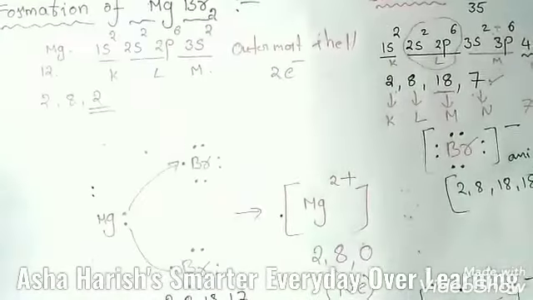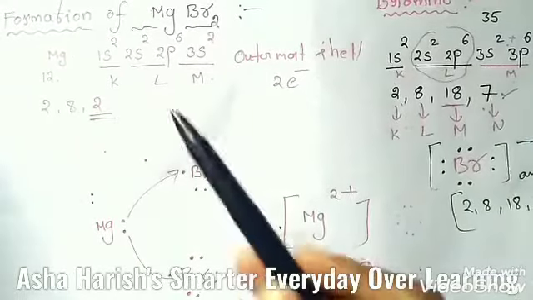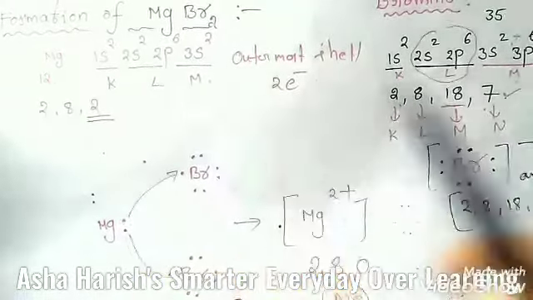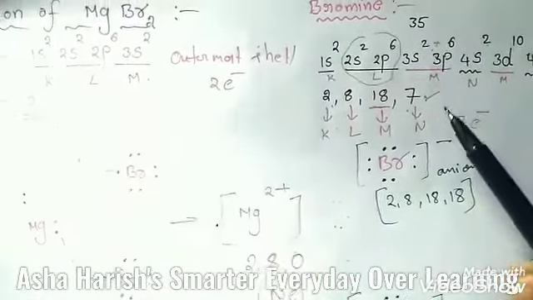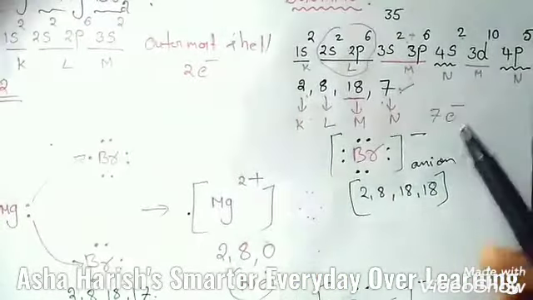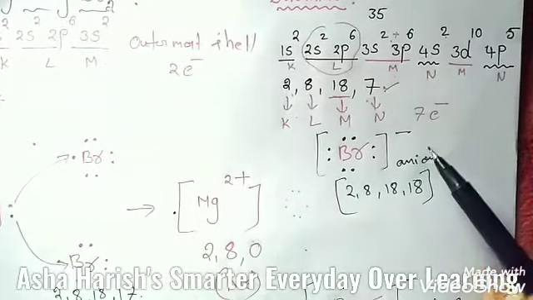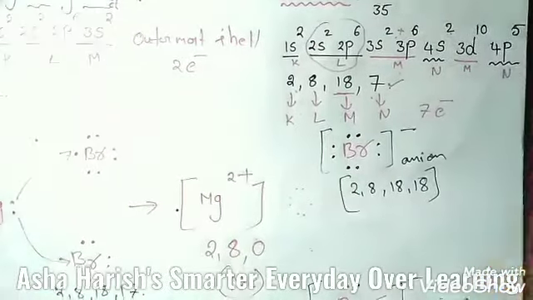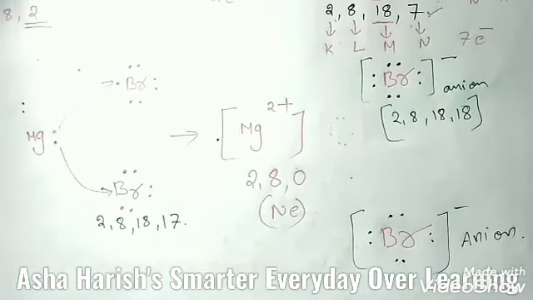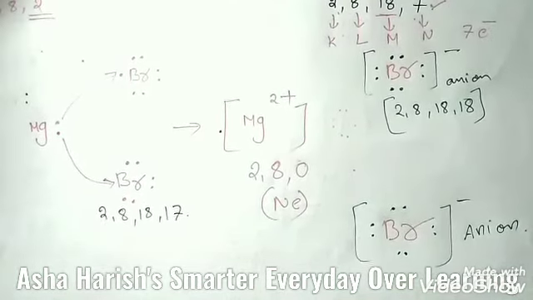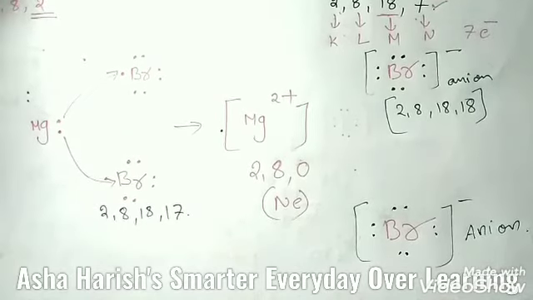And students, the next one is magnesium bromide. Magnesium bromide with the help of magnesium, atomic number, its electronic configuration. And students, bromine, atomic number 35, its electronic configuration. I am representing here. This I have explained to you. And finally, magnesium bromide ion can be formed. This is also I have explained in this class.